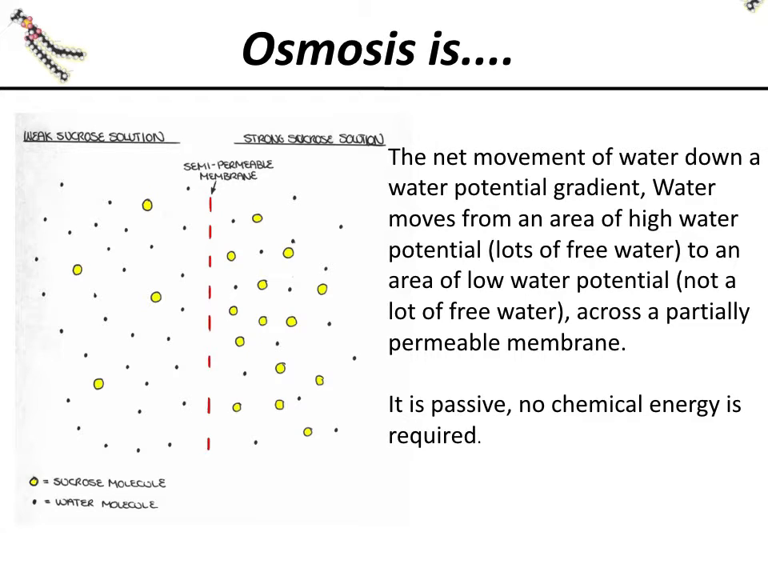On the right-hand side of the diagram, so on the right-hand side of the membrane, there are more solute molecules. The water is less free here to move. This causes a lower water potential on this right-hand side. On the left-hand side, there are less solute molecules, so the water is more free to move, giving it a higher water potential. Because we've got a water potential gradient, water will move from left to right by osmosis, crossing a partially permeable membrane, of course.